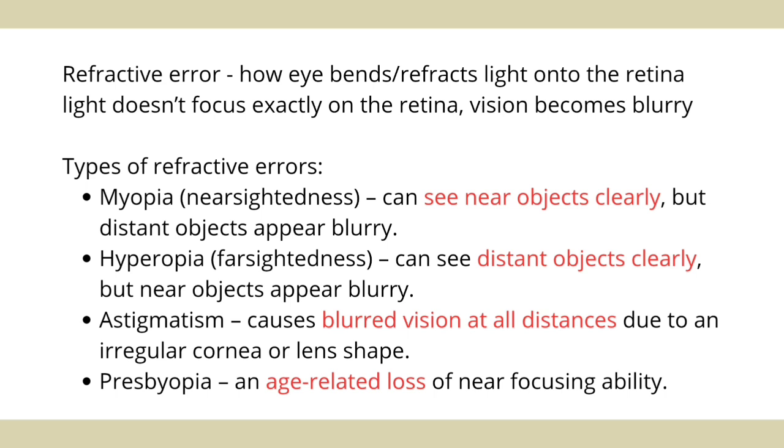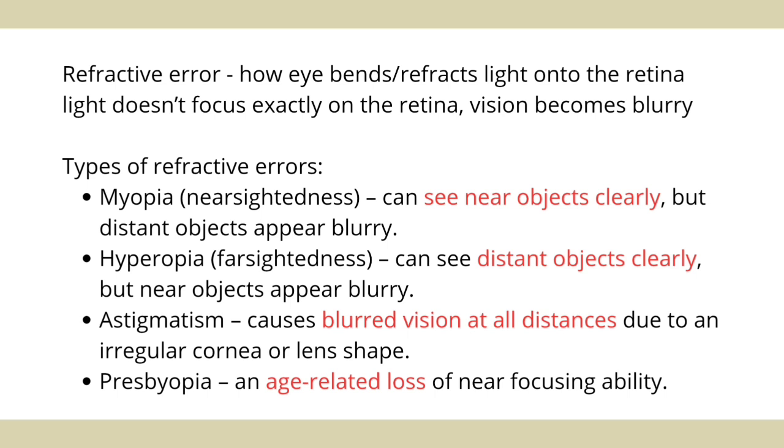The 4 types of refractive errors. First is myopia or nearsightedness. It can see near objects clearly, but distant objects appear blurry. Second is hyperopia or farsightedness. It can see distant objects clearly, but near objects appear blurry.